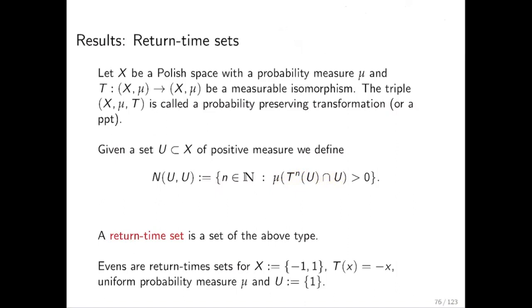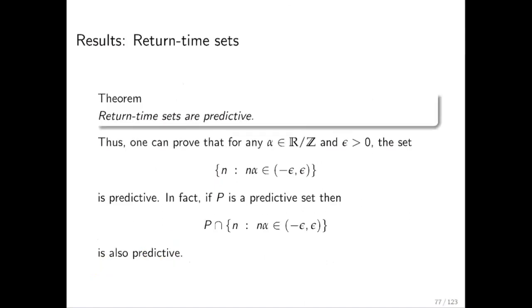So let's look at a very simple example. Take 2 points: this is the point -1, this is the point 1. Both have probability half. Now look at this transformation, which takes one point to the other and the other point to the former. So -1 goes to 1, 1 goes to -1. If you take the uniform probability measure on this, then if I apply this transformation, when do I return to myself? I return to myself precisely when the number of times I apply the transformation is even. So this gives us that the even integers are a return time set. And our theorem is that return time sets are predictive. So this generalizes my simple observation that the even integers are predictive.